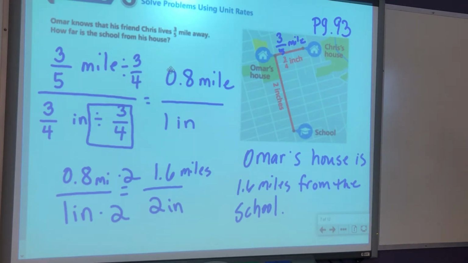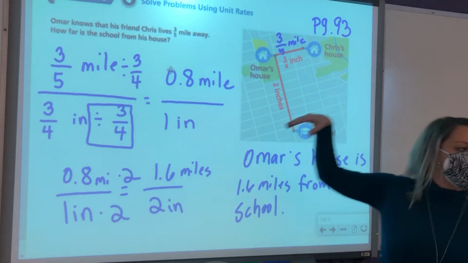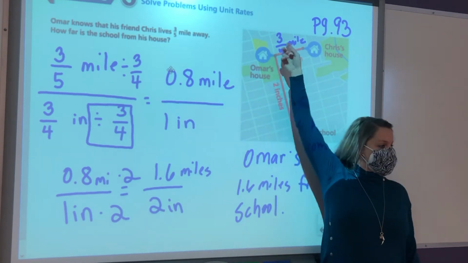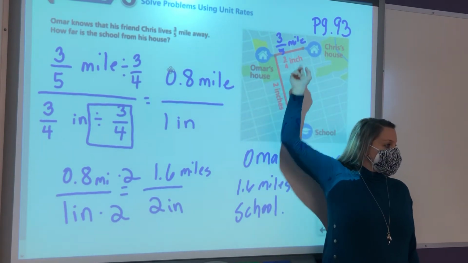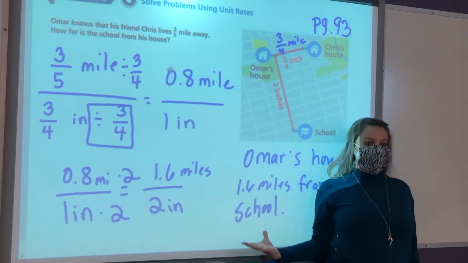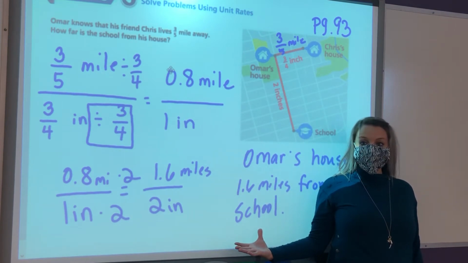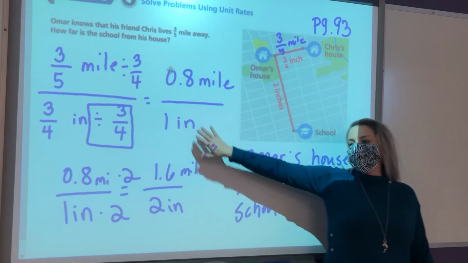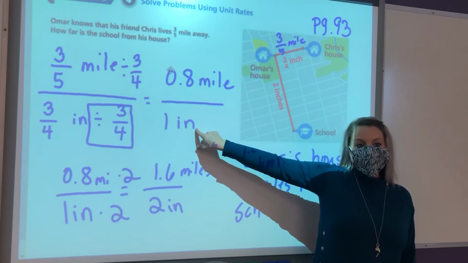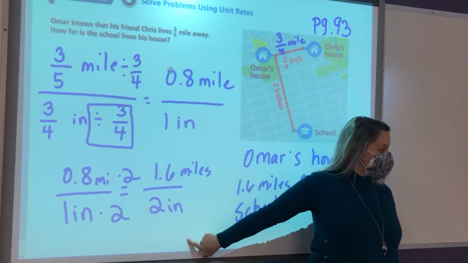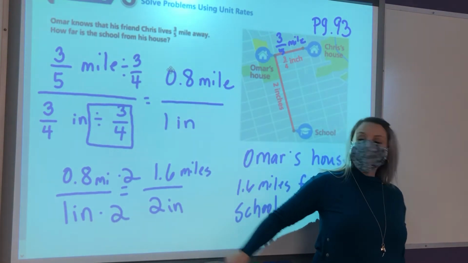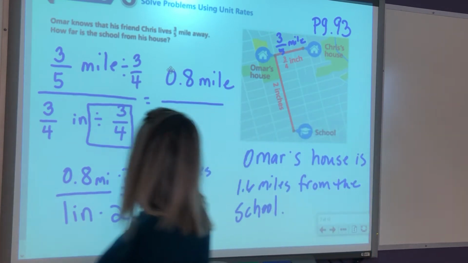So what we did in this situation is from our picture, we were able to create a ratio. And from that ratio, we were able to find the actual distance. Again, we had to make our pit stop at home base. So we had to get to 1 to be able to get to 2. Okay. All right.